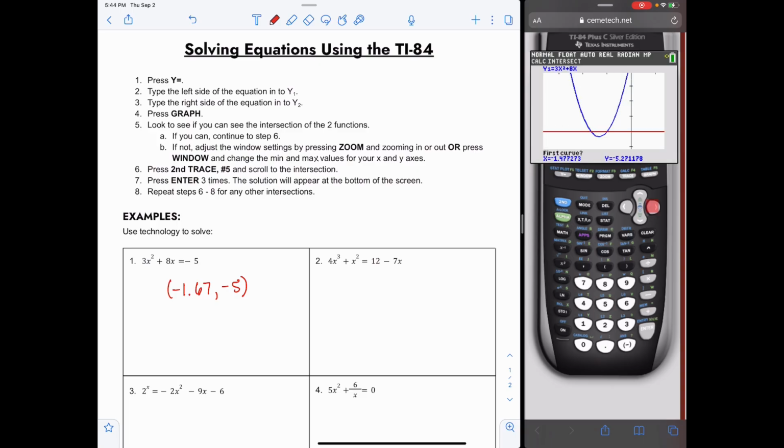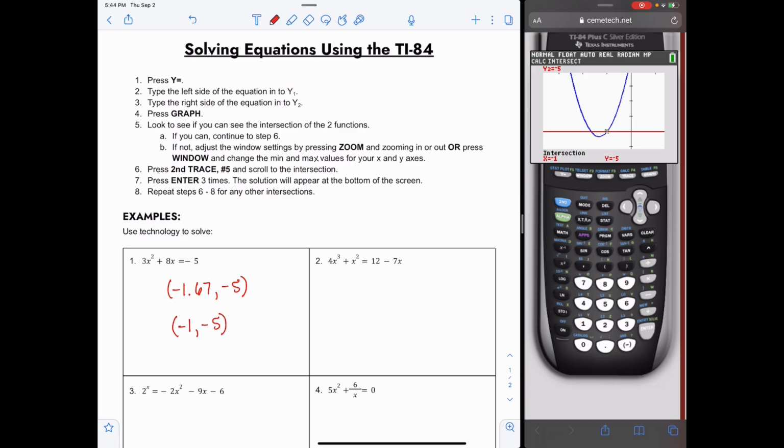We also have another intersection, so I'm going to do 2nd Trace number 5 again, except I'm going to scroll over to the other intersection and press enter 3 times. And my other intersection or solution would be negative 1, negative 5.